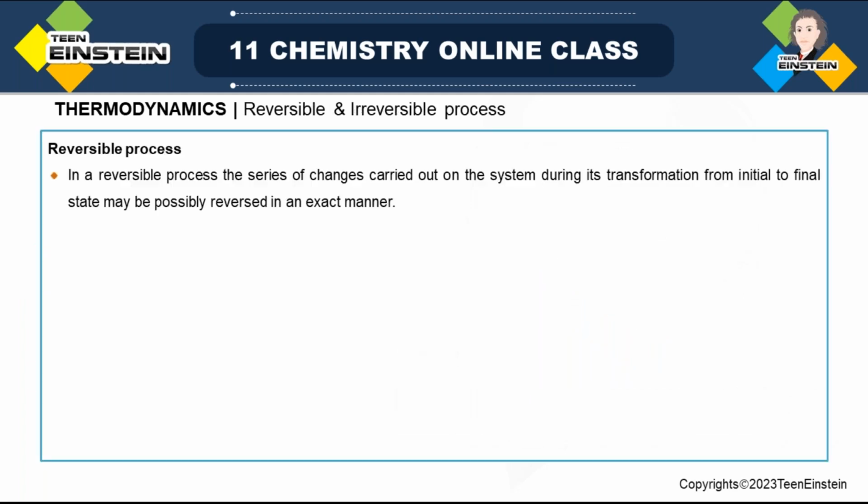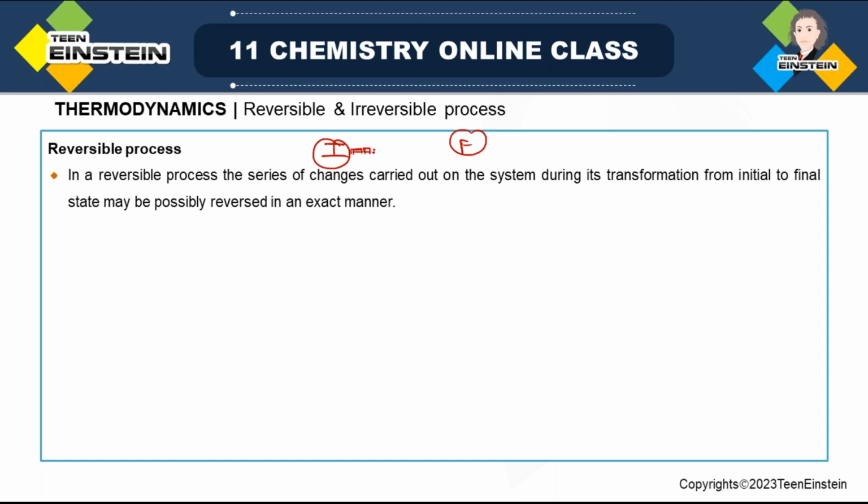So, reversible process and irreversible process. When we say that it is a reversible process, it means that from the initial state to the final state, when you are moving, a series of changes is carried out on the system. Suppose each of these is a very small change we are doing. Okay, a series of changes.